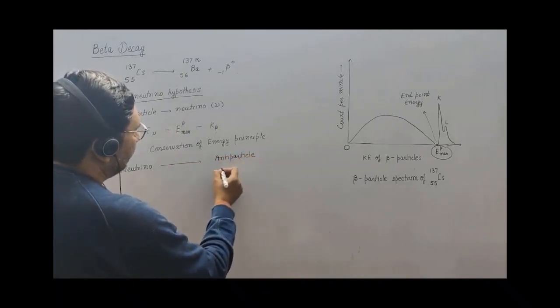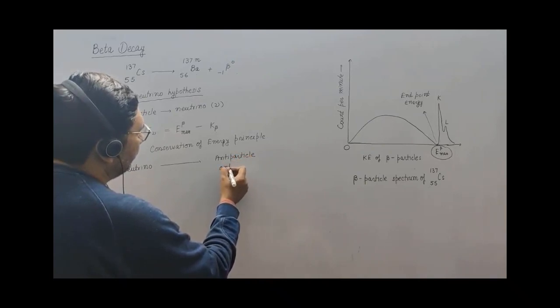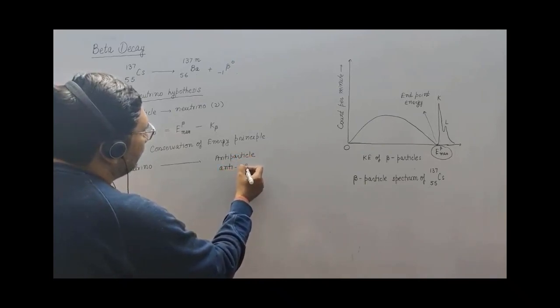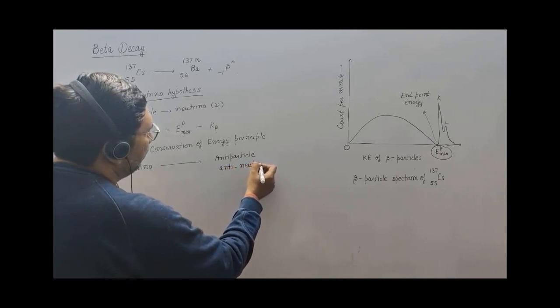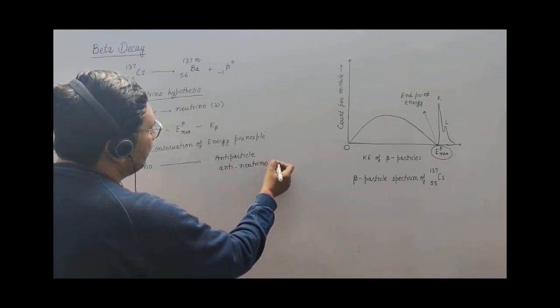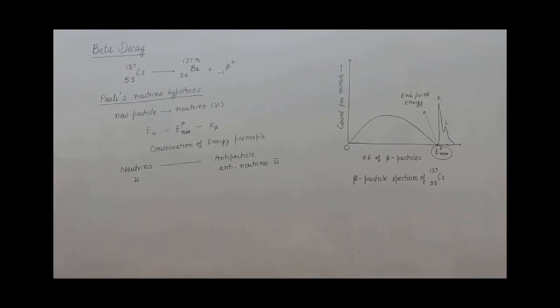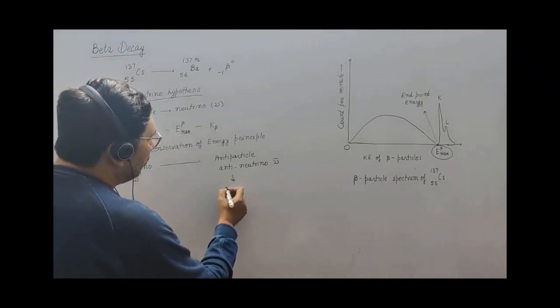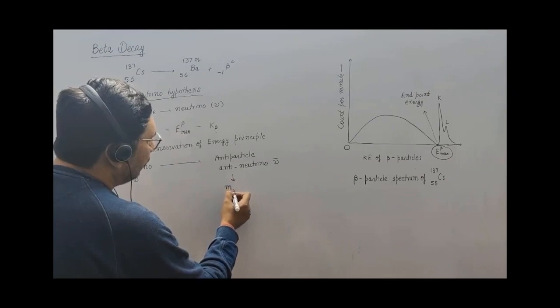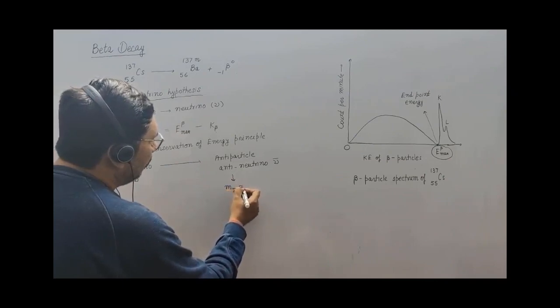And this antiparticle is known as antineutrino. This is represented by nu bar, and this is represented by nu. This antineutrino has most of the properties similar to the neutrino. The mass of this antineutrino is almost zero.